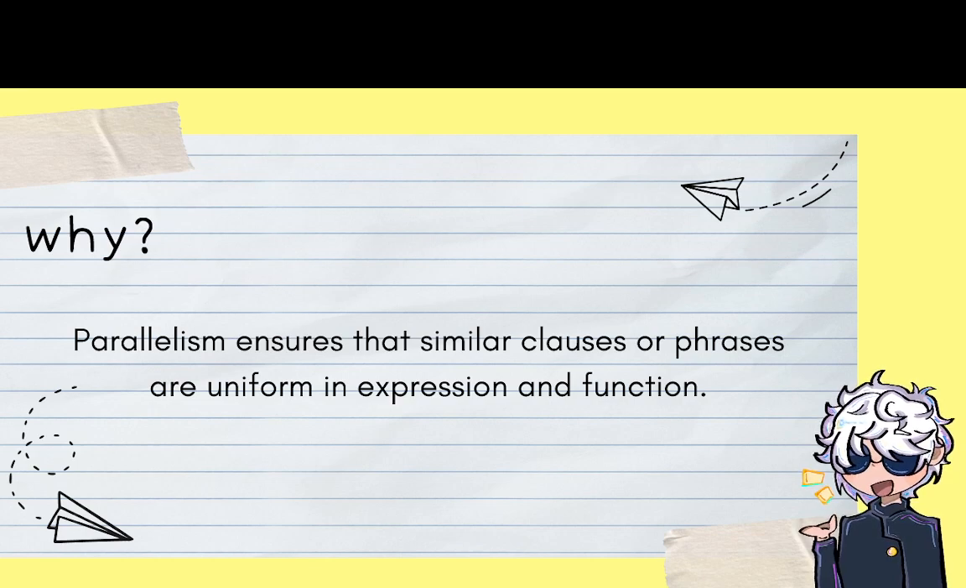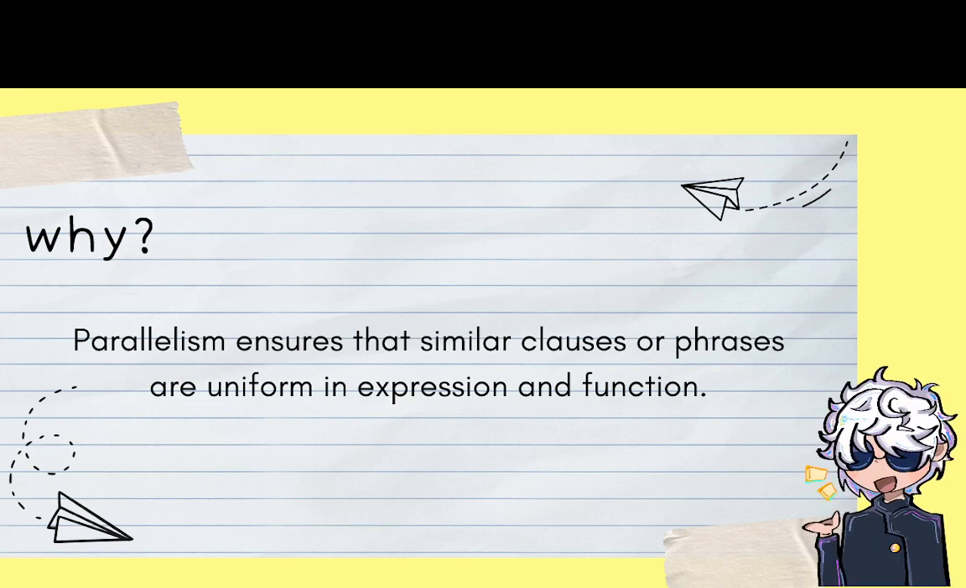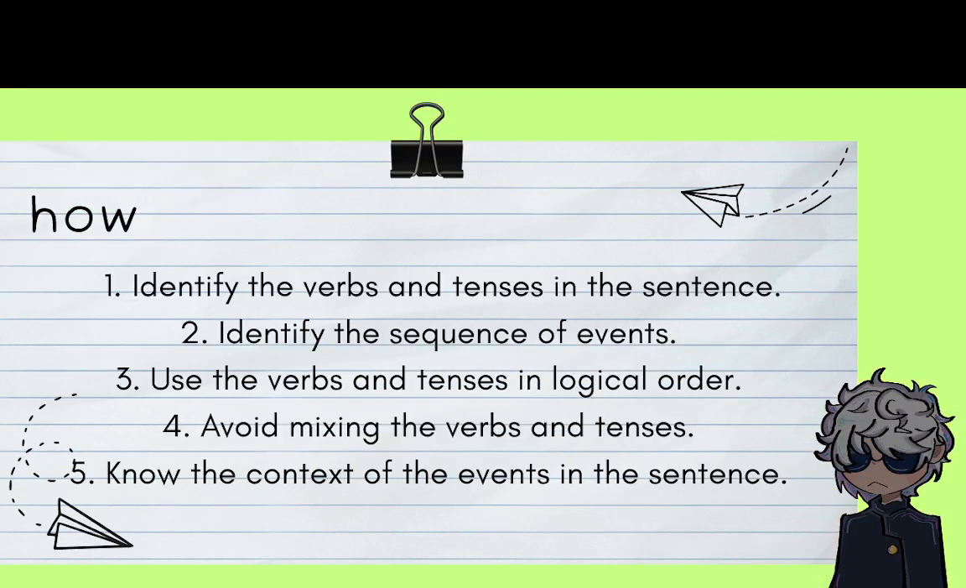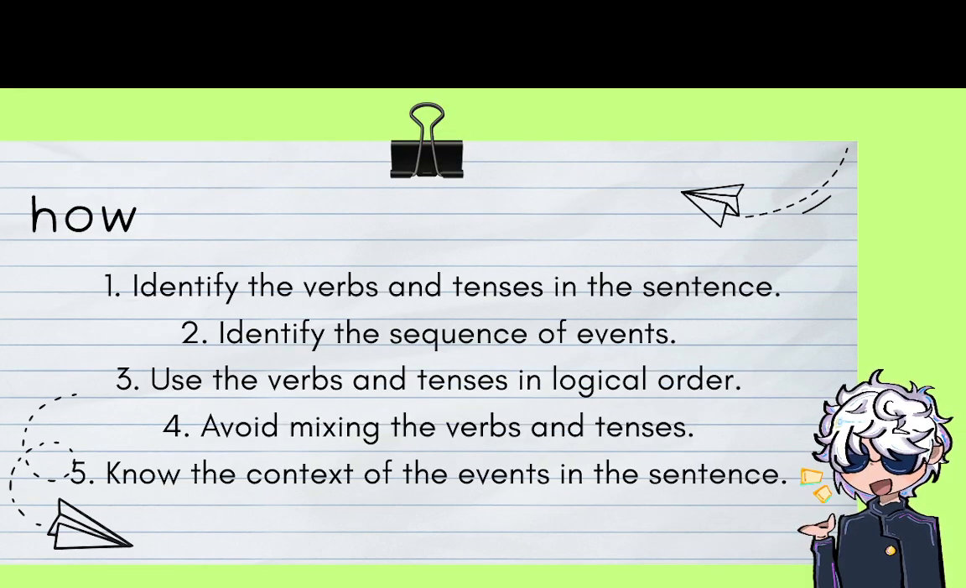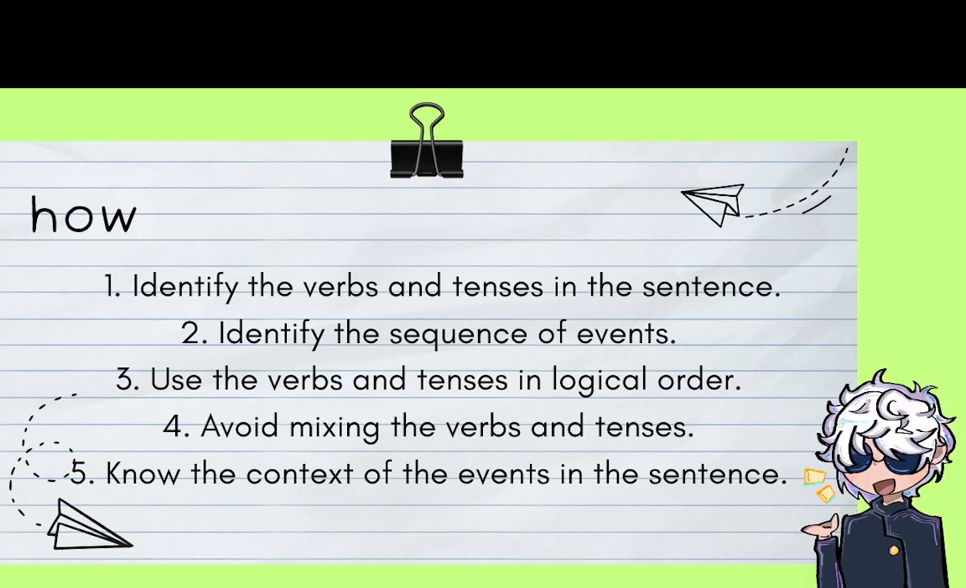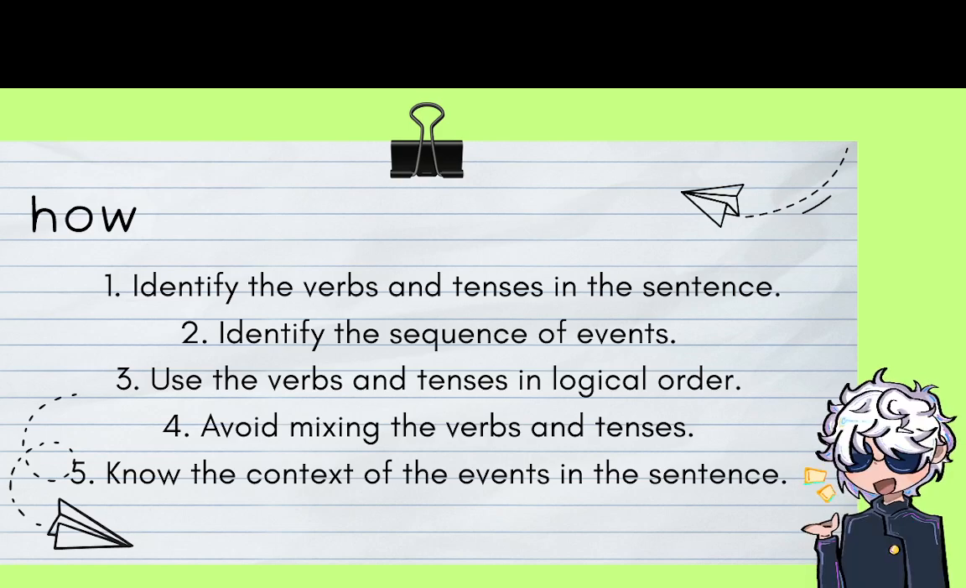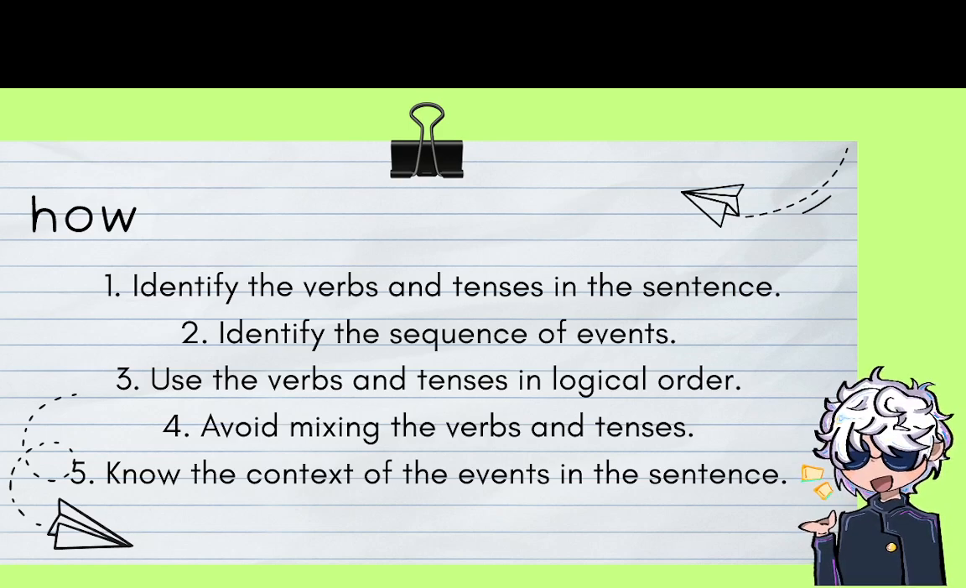Parallelism ensures that similar clauses or phrases are uniform in expression and function. How do we apply this rule in a sentence? First things first is to identify the verbs and tenses in the sentence. A verb is the action word or the doer of the action. The tenses are past tense, present tense, future tense, past participle, past progressive, and so on and so forth.